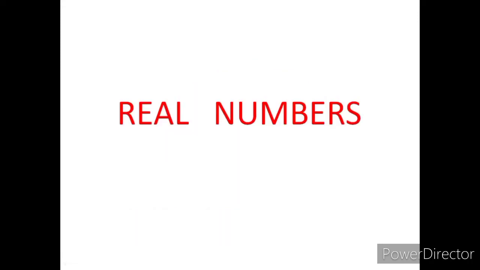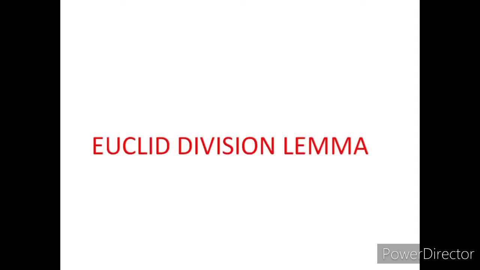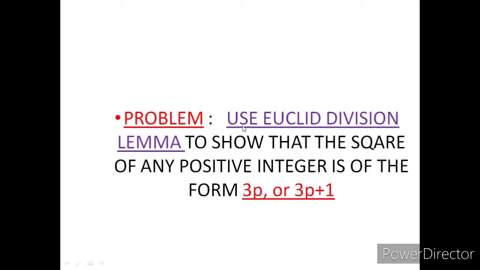Today I am here with you to explain the real numbers chapter for 10th class students. In this chapter I would like to explain the applications of Euclid division lemma. Here the problem is: use Euclid division lemma to show that the square of any positive integer is of the form 3p or 3p plus 1.